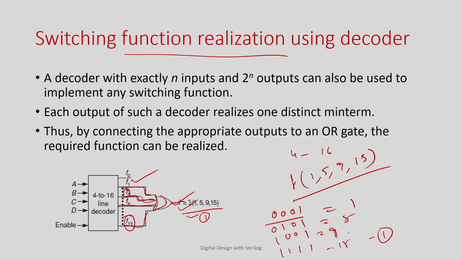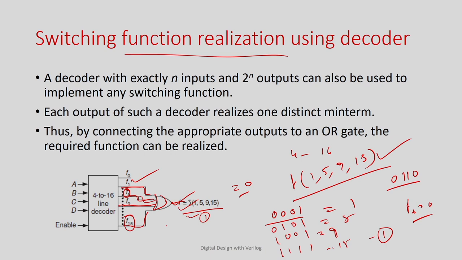But whenever you are giving, say, 6, right, 0110, then F6 is 1 and F1, F5, F9, F15 are 0. So, all zeros are connected here, and my output will be 0. So, what does it mean? If any other min term comes other than F1, 5, 9 and 15, my OR gate output will be 0. So, this is the behavior of this function, right? Under these particular min terms, the output will be 1, and the rest of the time it will be 0. So, this way I can just connect the corresponding min terms to an OR gate and I can implement any function of n variables if there are n inputs to this decoder.